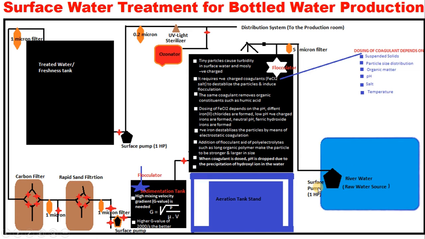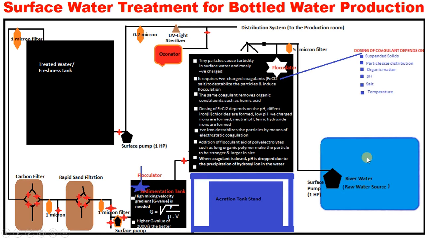Now, the surface water is pumped with the help of a surface pump, 1 horsepower. It will pump the water through this way into this 5 micron filter. The 5 micron filter removes particles that are 5 micron and above. Thereafter, the ones that are below will flow through. Once it comes into this aeration tank, the next thing is for the normal treatment to start.